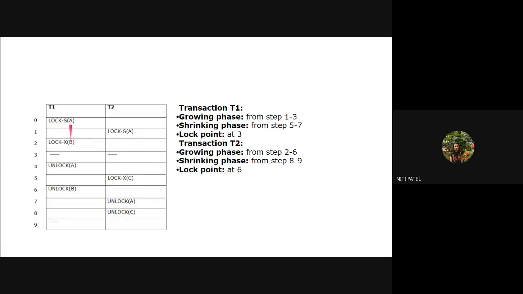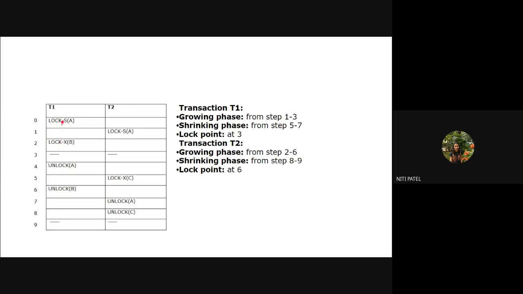In the growing phase, you cannot unlock, you can only lock, and in the shrinking phase, you can only unlock, but you cannot lock. Now, in between these two phases, you have a lock point. What is that lock point? Once the lock point has come, that means what? You cannot acquire new locks. Whatever you needed to request, you have already done, it is finished. Now you can only unlock after the lock point.